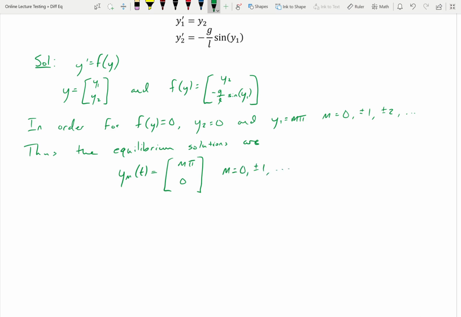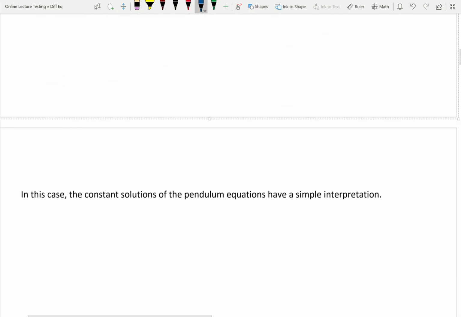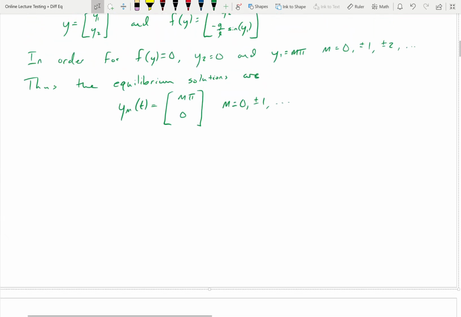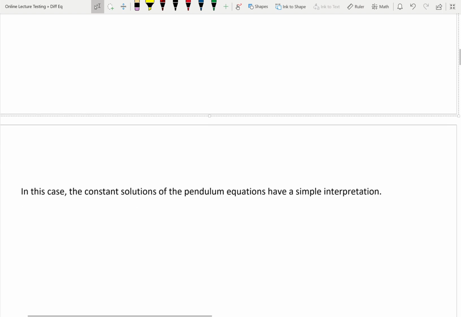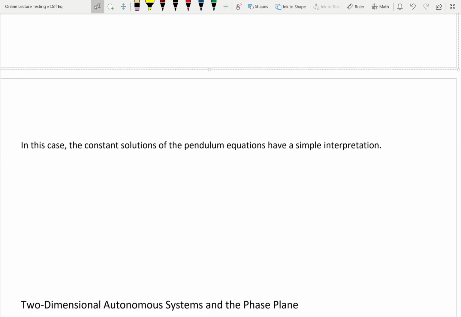All right? So in this particular case, so again, that's very quick what we went through. So in this particular case, the constant solutions of the pendulum equations have a very simple interpretation.